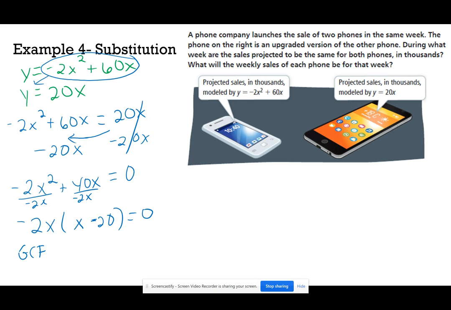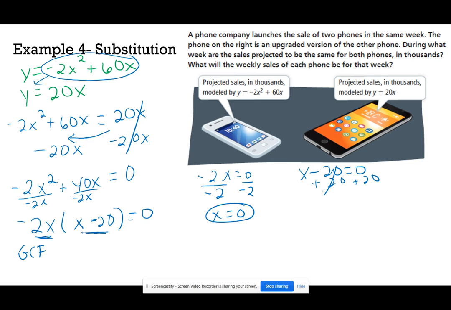Now we can do the zero product property, the same thing we did in the last one. I'm going to take the 2 pieces and set them equal to 0. So I can say -2x equals 0, because that's my first piece here. Then my second piece, x minus 20 equals 0. If I divide both sides by -2, I get x equals 0 still. And if I take this side and add 20 to both sides, I get x equals 20.